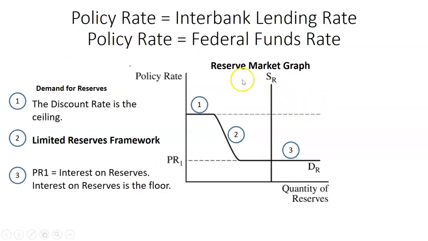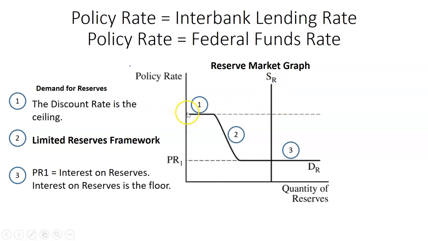So here is the reserve market graph. There are three different segments that go along with the demand for reserves, and the demand for reserves is by financial institutions. The vertical line here, which we'll talk about later, is the supply of reserves by financial institutions.